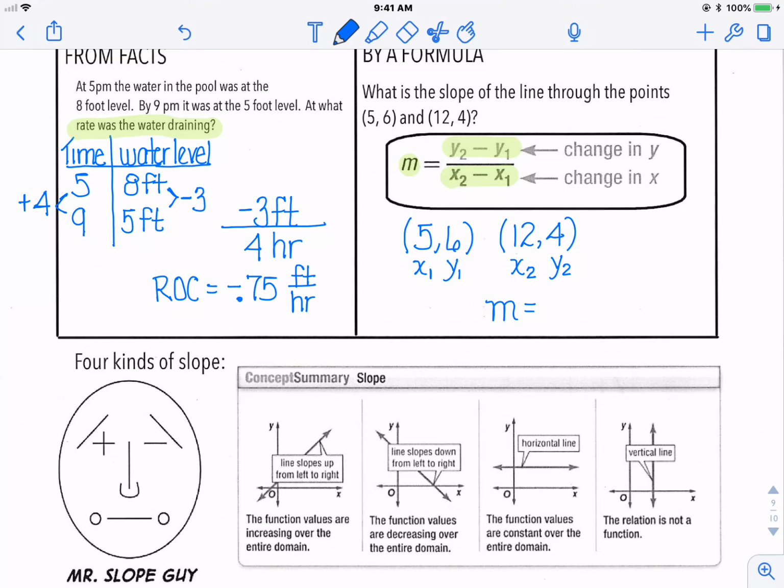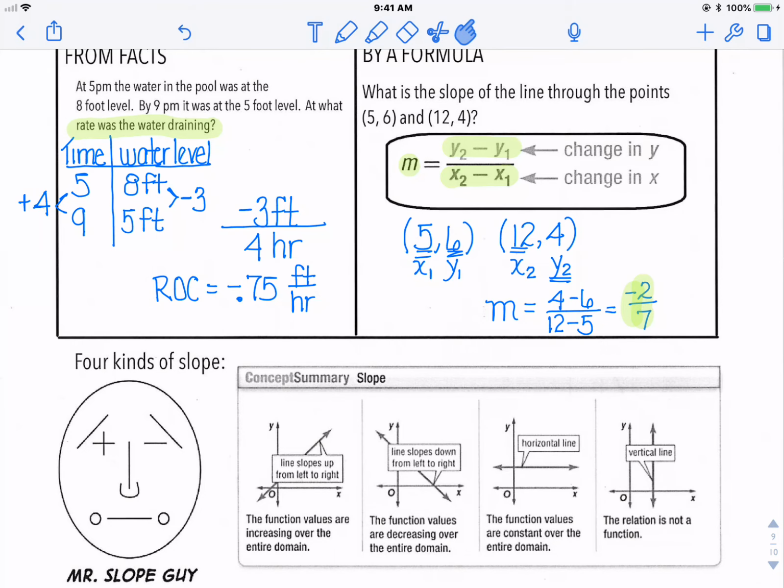Then my slope's going to be my y2, which in our case is 4, minus our y1, which in our case is 6, divided by our x2, which in our case is 12, minus our x1, in our case that's 5. Once they're filled into the formula, then I'll go calculate. So my numerator is -2, my denominator is +7, and that is simplified, so that's my slope.